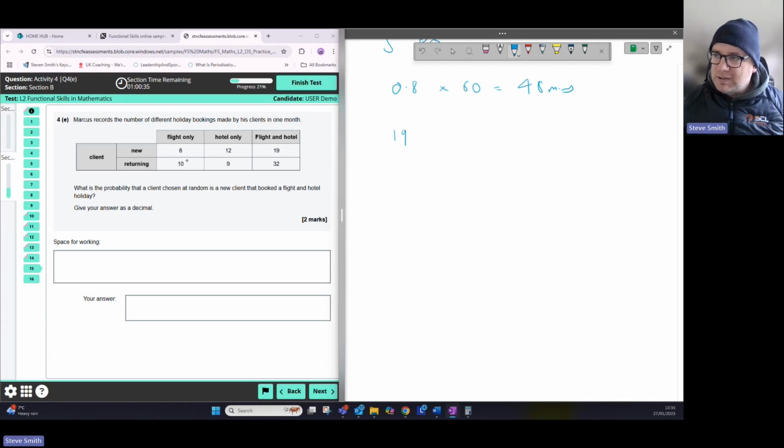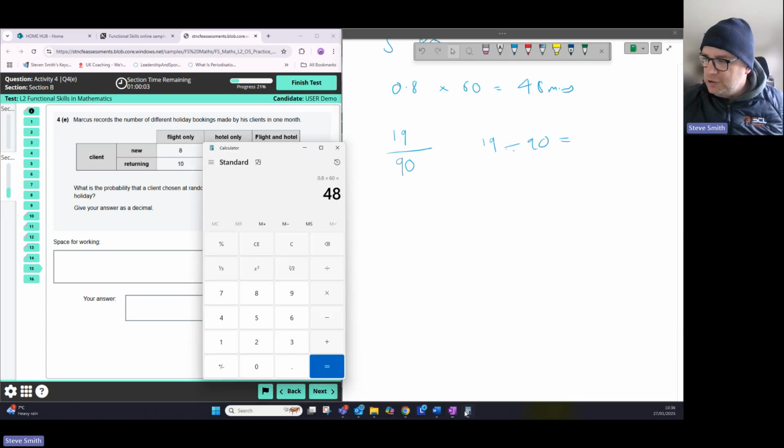So if we add all these numbers up, that's 18, that's 30, 39, 49, 58, 88, 90. So our fraction is he's got 19 chances in 90 of choosing a new client, booking a flight and a hotel. That's the fraction. Fraction to decimal, we do exactly as it says there. 19 divided by 90 equals our decimal.